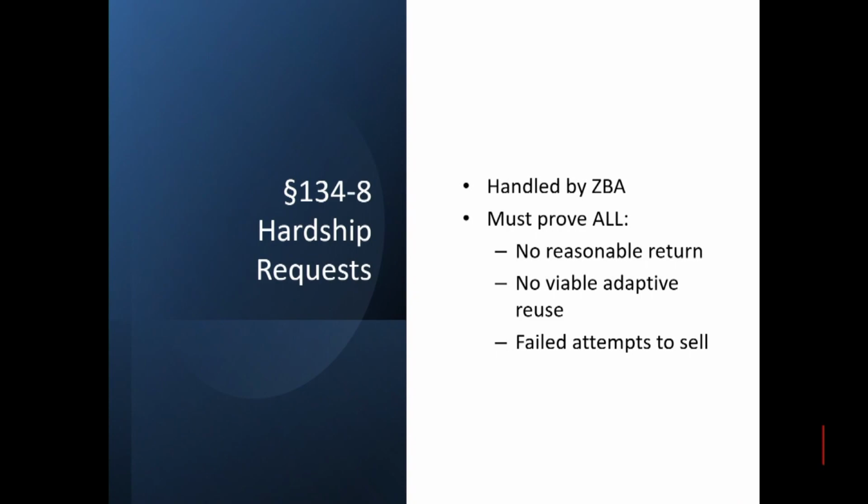they must prove that they can get no reasonable return from any other use of the property or use of the property that would be approved by the board. There's no viable adaptive reuse other than what they're proposing, and that they've had failed attempts to sell the property to somebody else who might be able to do the work that would be approved by the reviewing body. So it's in all 3 of those, so it is pretty hard to achieve that or demonstrate that hardship. So that's it. That's chapter 134.